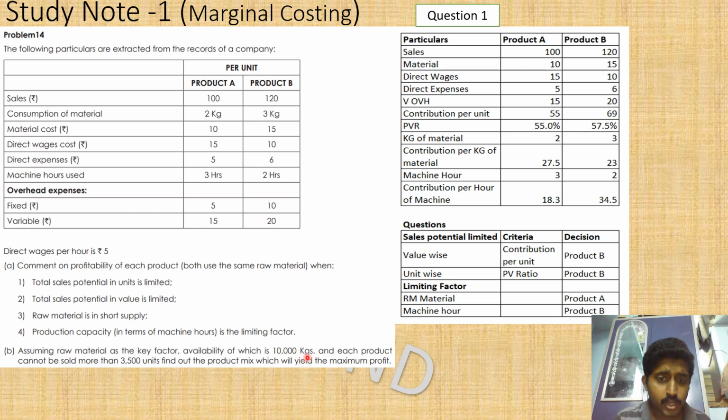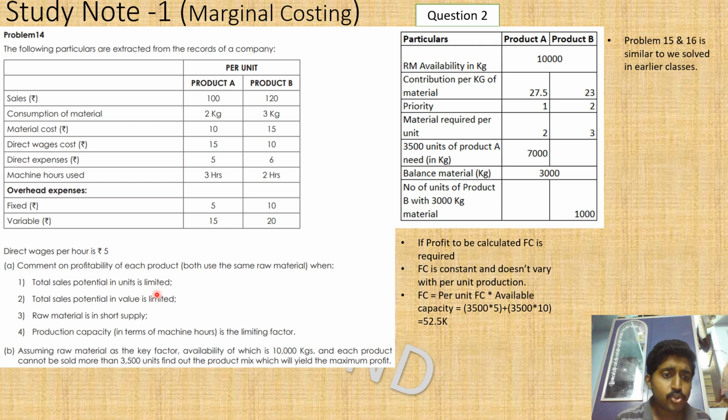Oh, there is one more question lying here. Let me go to the next slide. The next question is, assuming raw material is the key factor, availability of which is 10,000 kg. So you have 10,000 kg of raw material and each product cannot be sold more than 3,500 units, which means product A can be sold a maximum of 3,500 only, and product B can be sold a maximum of 3,500 only. Find out the product mix which can yield the maximum profit.